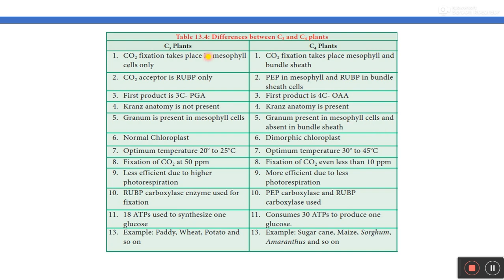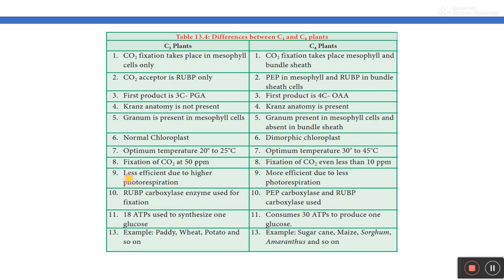Now I would like to talk about the differences between C3 and C4 plants. In C3 plants, carbon dioxide fixation generally takes place in the mesophyll cell, but in C4 plants, carbon dioxide fixation takes place twice, first in the mesophyll cell and second in the bundle sheath cells. Another important difference is that the first stable product of C3 plants is a 3 carbon compound, that is phosphoglyceric acid, and the first stable product of C4 plants is a 4 carbon containing compound, that is oxaloacetic acid.